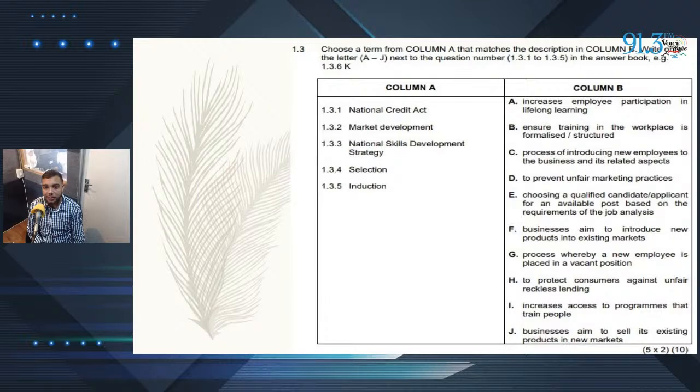We now move to the National Skills Development Strategy. We are looking for the word training that will go with this answer, and your answer is I. Increases access to programs that train people. 1.3.4, your selection process. We look for the answer, and your answer is E. Choosing a qualified candidate applicant for an available post based on the requirements of the job analysis.